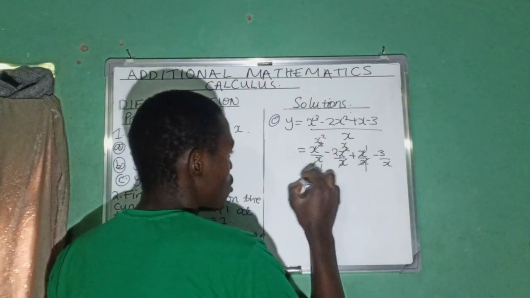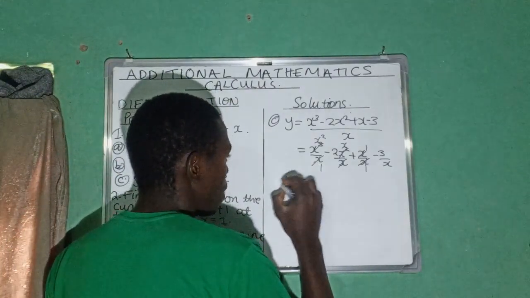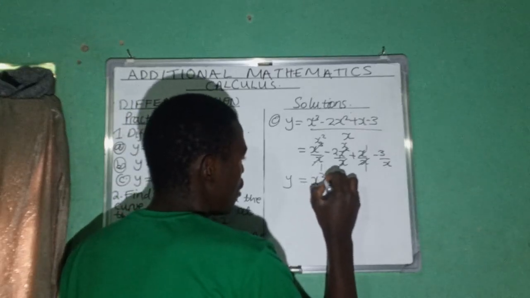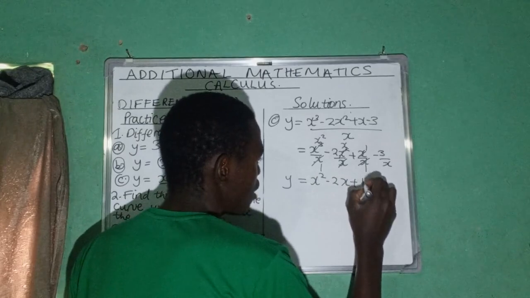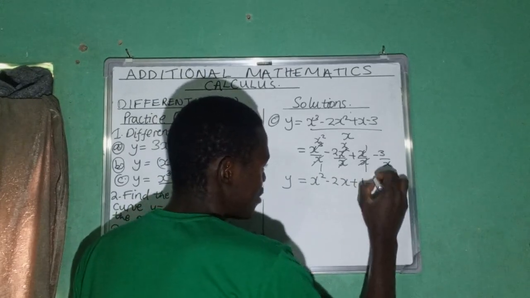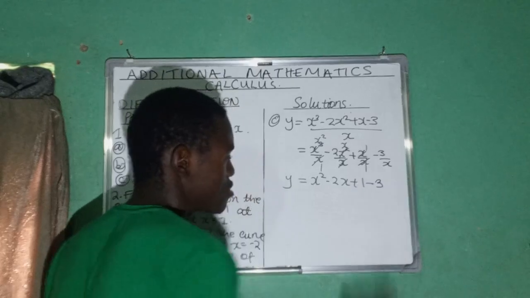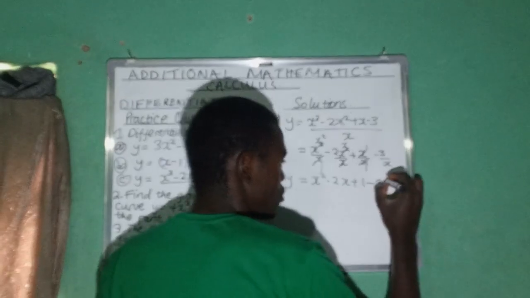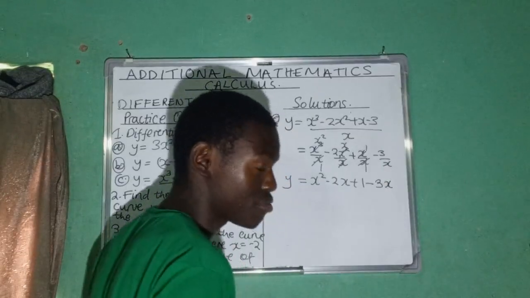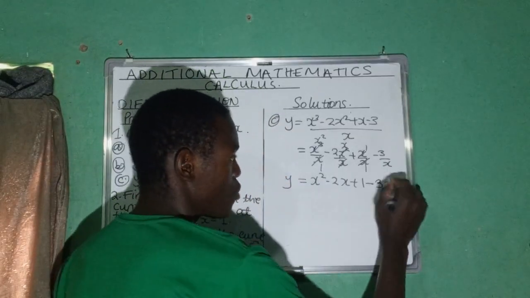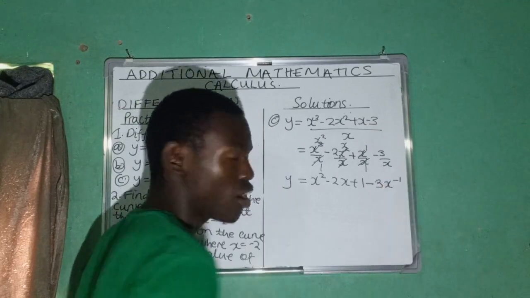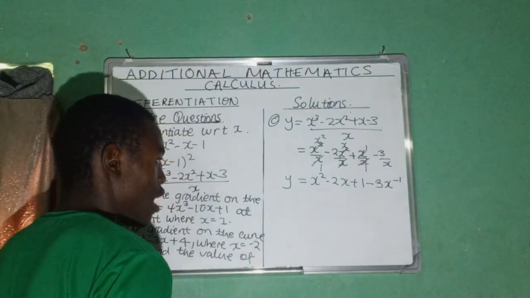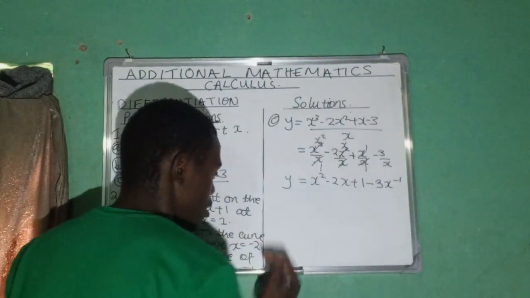So y is going to be equal to x squared minus 2x plus 1 minus 3. Then if this fraction goes up, it's going to be a negative. There it was positive, when it goes up, it's going to be a negative 1, following the power that x has there. And then we just differentiate this.